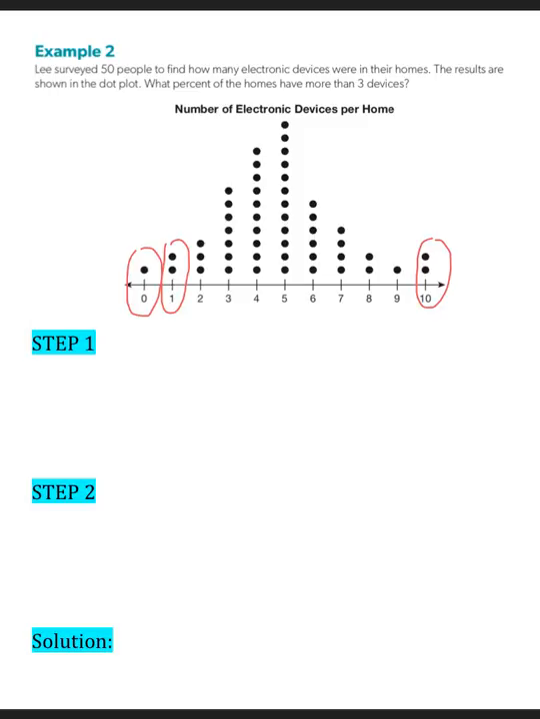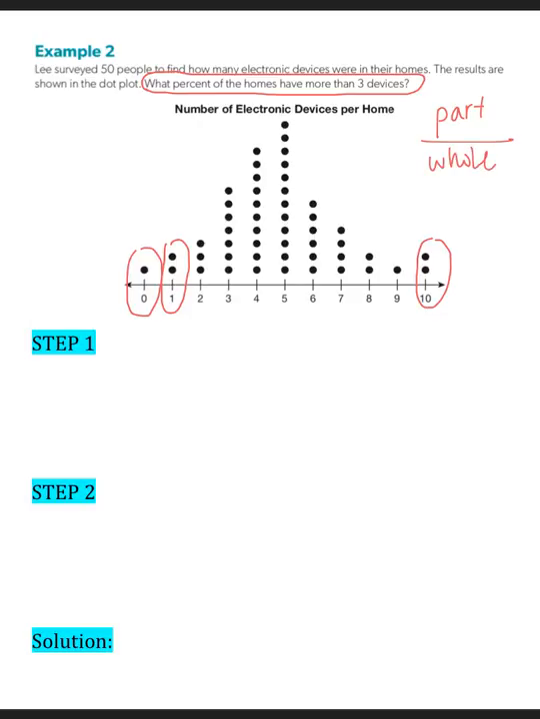This particular problem says Lee surveyed 50 people to find how many electronic devices were in their homes. The results are shown in the dot plot. What percent of the homes have more than 3 devices? So again, the question wants to know what percent of the homes have more than 3 devices. Here, we're making a part to whole comparison. Usually whenever you're finding a percent, we're making a part to whole comparison. We'll come back to that concept.